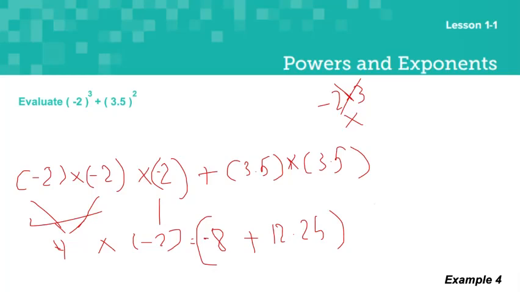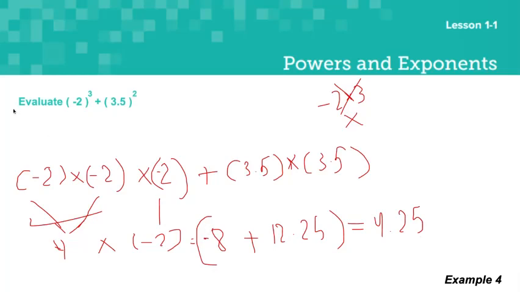Then we evaluate to get the result. Negative 8 plus 12.25 equals 4.25. That's it. This example was so easy.